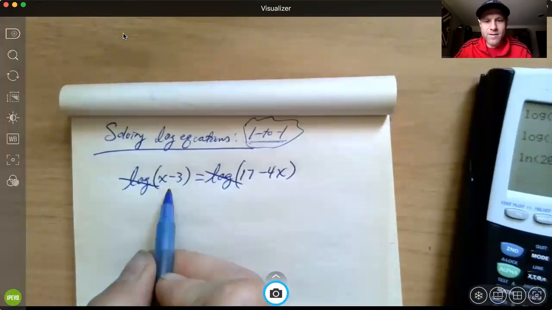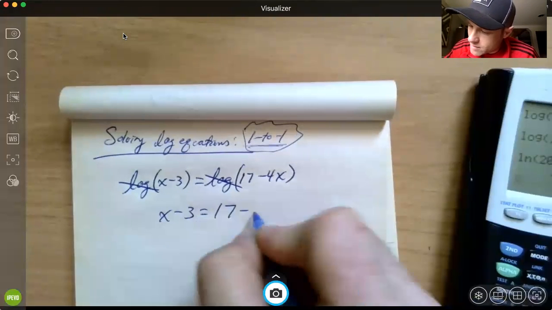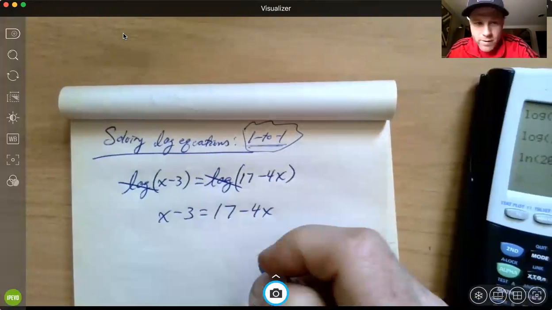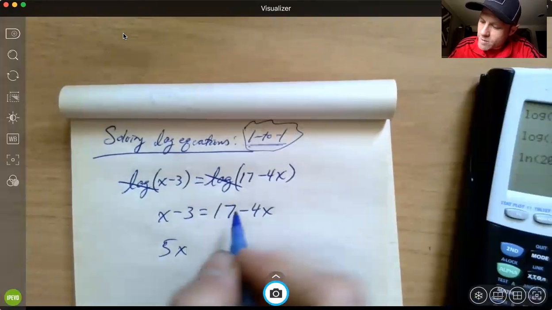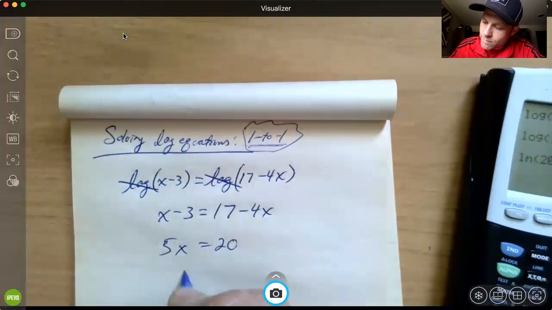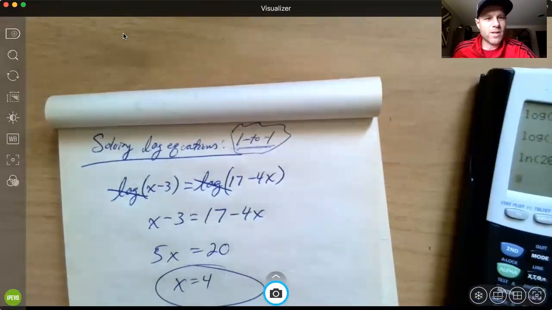Anyway, what we have left is just something simple. X minus 3 equals 17 minus 4x. And hopefully you can solve this one-to-one log, or you ain't no friend of mine. That would be, add that over there would be 5x. Add that over there would be 20. X equaled 4. And it's as simple as that. So when they're one-to-one, cross them bad boys off and solve that one-to-one log.